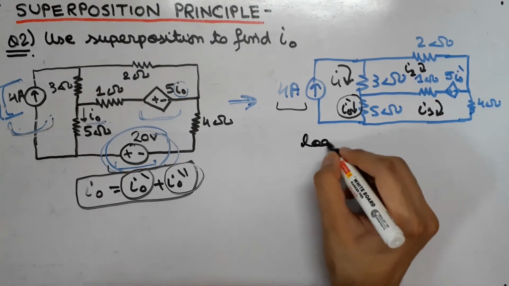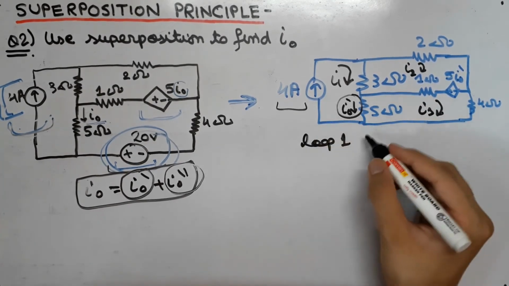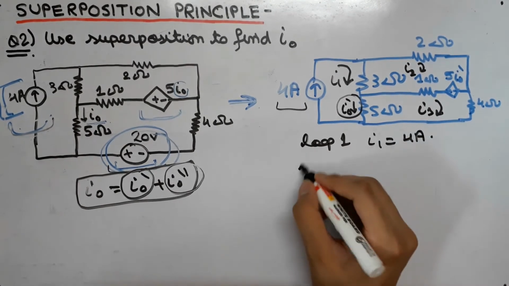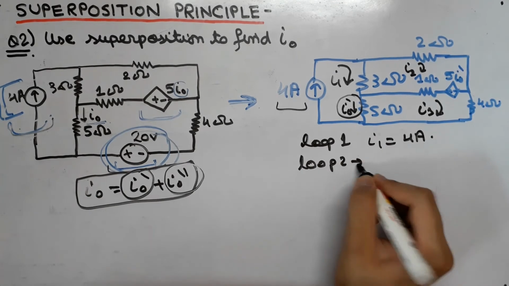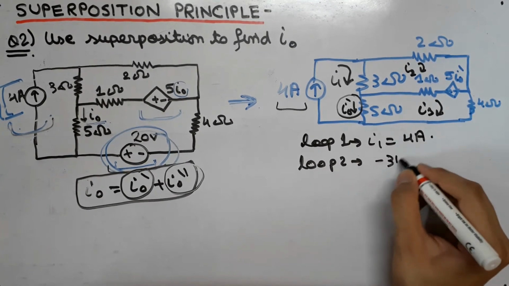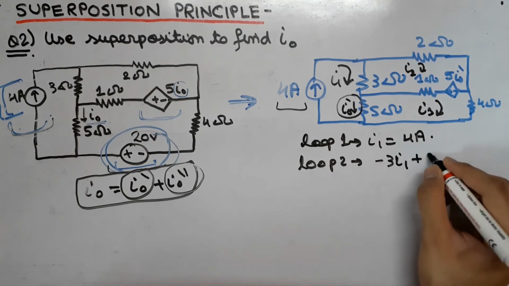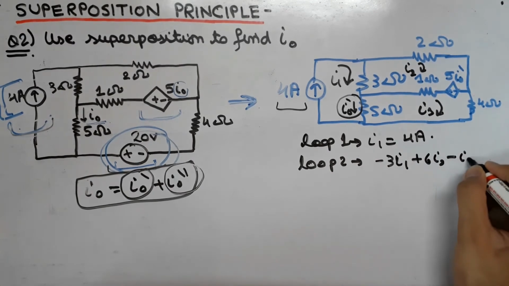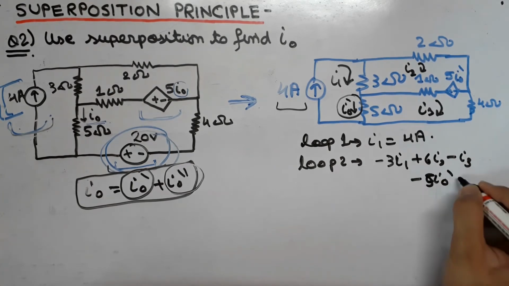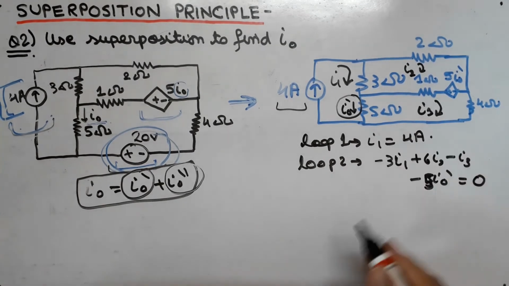Now from loop 1, that is from this loop, we can see that I1 is equal to 4 ampere. From loop 2 we will apply KVL, and we will see that minus 3I1 plus 6I2 minus I3 minus 5I0 dash is equal to 0. This is our equation from the second loop.